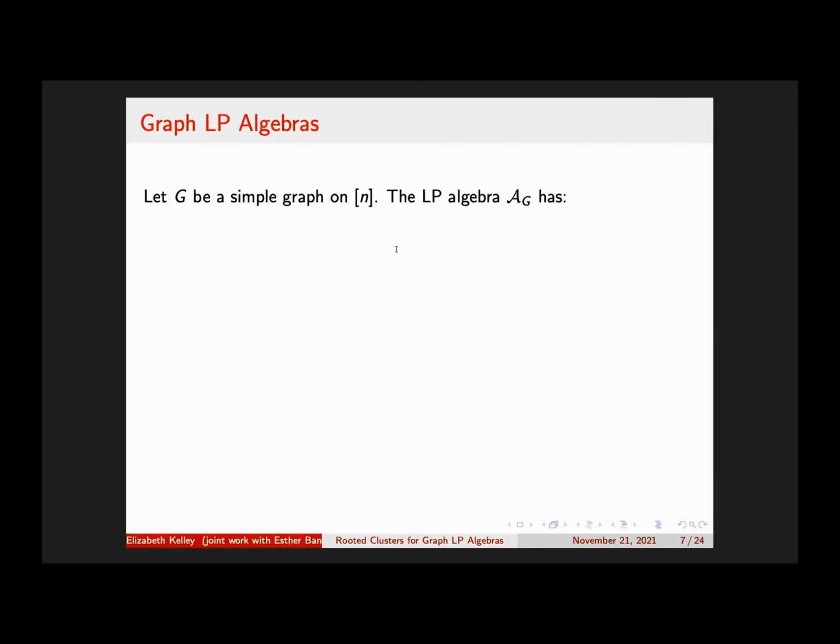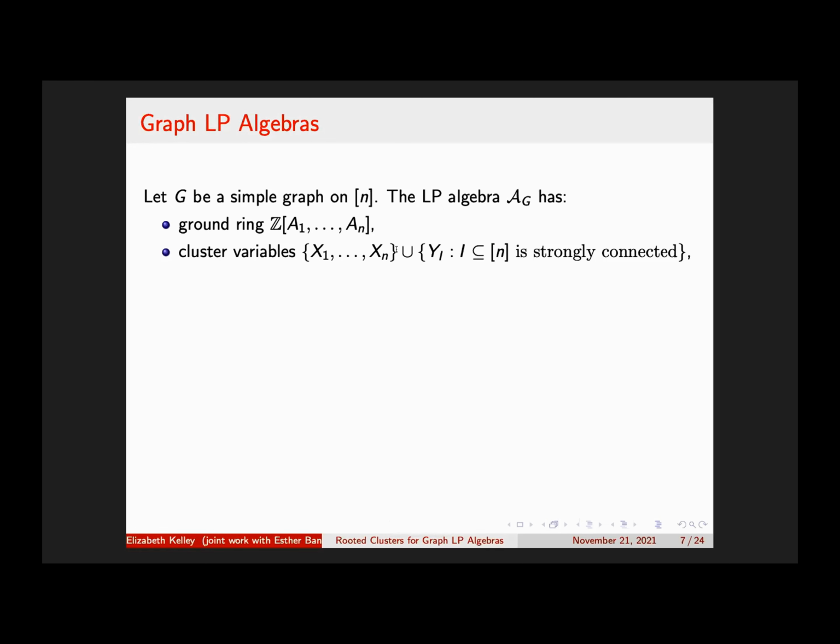Okay, and so then the LP algebra that I'm defining from this graph is going to have some ground ring, which is Z adjoined some variables a1 through an. And then it's going to have 2 types of cluster variables. I'm going to have one cluster variable for each a_i, so x1 through xn. And then I'm going to have y cluster variables, and these are indexed by subsets of vertices. So I have one for each vertex subset where I get a strongly connected component of the graph.